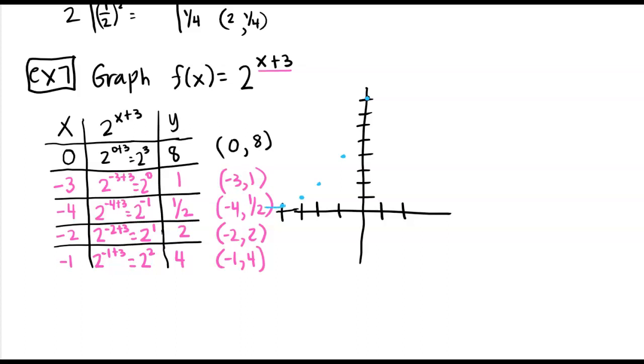Right, but we can see that this graph is looking something like this. And again, it's getting really, really close to that x-axis. And so this is exponential growth. Again, our base of this, that 2, is a number that is bigger than 1. And so that's going to lead to exponential growth.